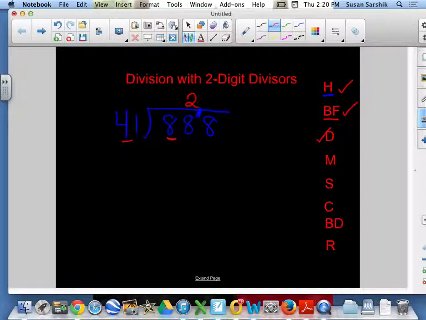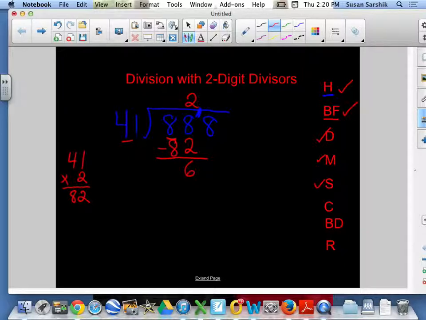My next step in this is to multiply. Now it's very important to remember that you're multiplying the digit in the quotient with the entire two-digit divisor. So over here to the side, I will take 41 times 2. 2 times 1 is 2. 2 times 4 is 8. So I will here put an 82. I've multiplied. I come to subtract. 88 minus 82, the difference is 6.